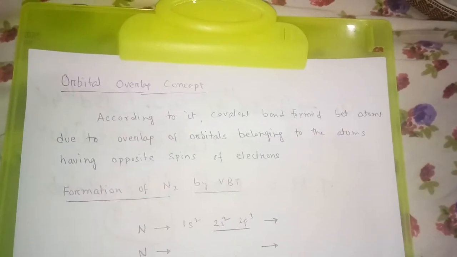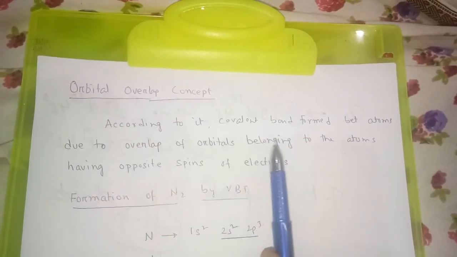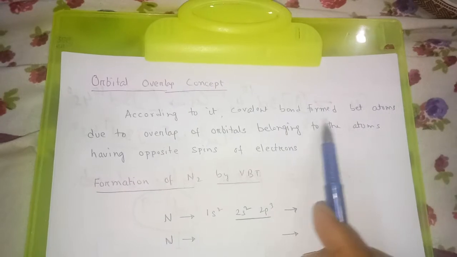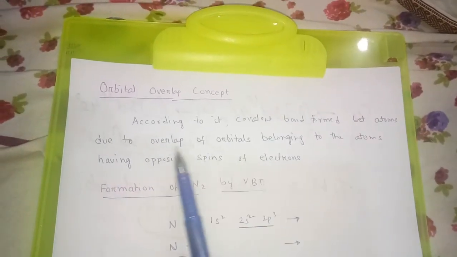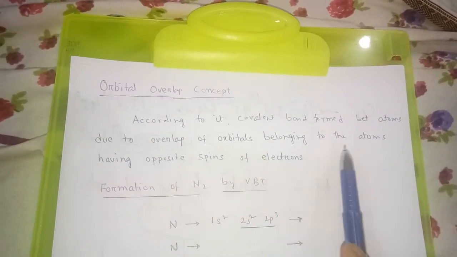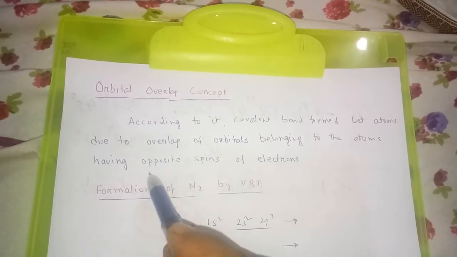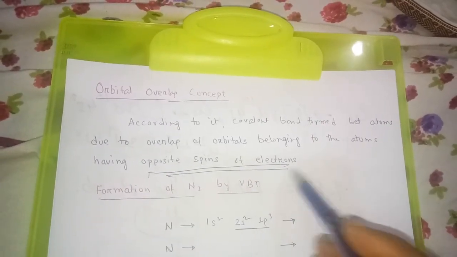On the next page, we are doing the orbital overlap concept. According to this, the covalent bond is formed between atoms due to overlap of the orbitals belonging to the atoms having opposite spins of electron. So that part, remember: opposite spins of electron.